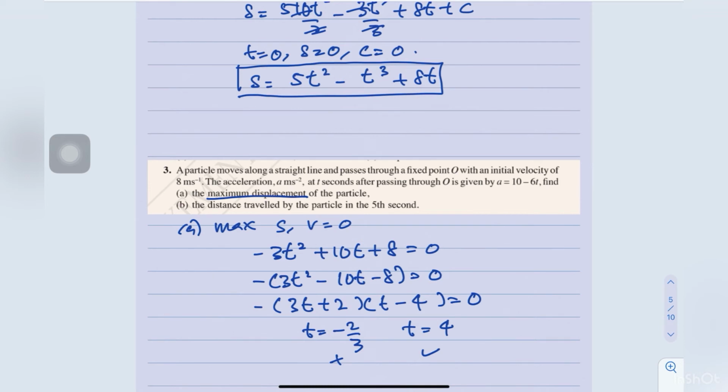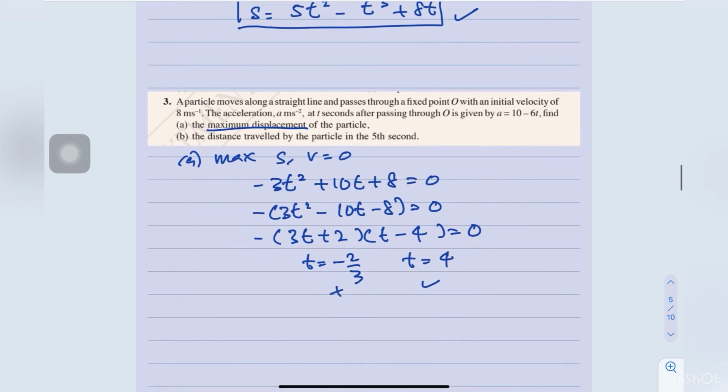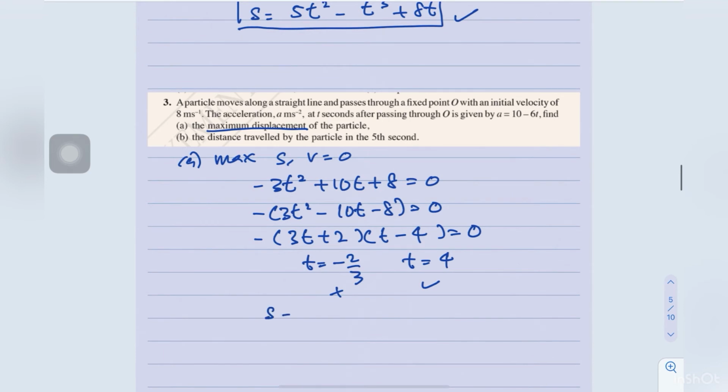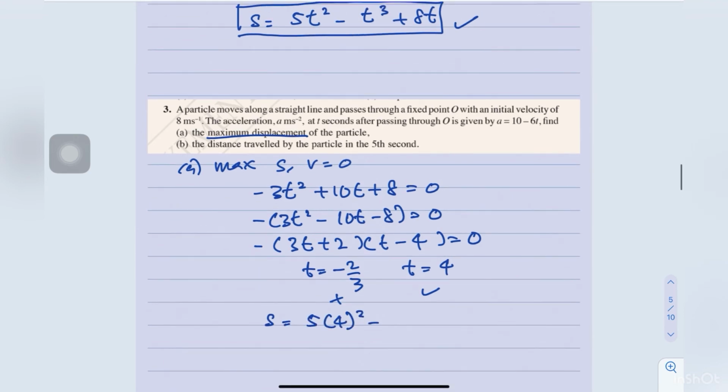So we need to find the maximum displacement. We substitute into displacement. When t equals 4, S equals 5 times 4 squared minus 4 cubed plus 8 times 4, which equals 48 meters.